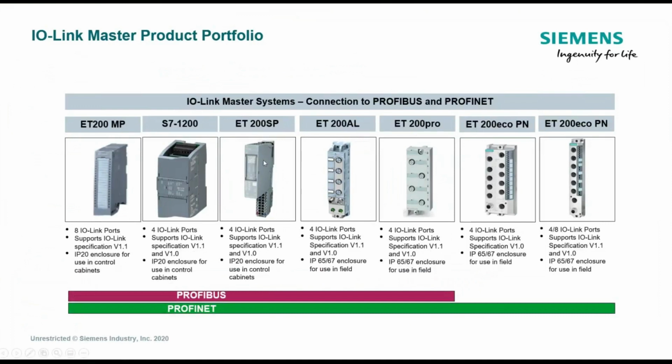The SP master, or the interface for Ethernet IP and Modbus TCP, opens up now the SP form factor for those other field buses. And then our other newest one is on the ET200 Eco PN. Originally, we only had 4 ports. We're now releasing one that has 8 ports of IO-Link capability on the Eco PN as well. Good question.